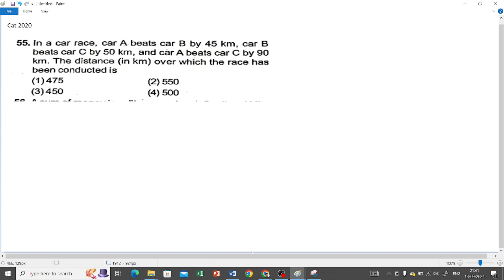In a car race, car A beats car B by 45 km. Car B beats car C by 50 km. Car A beats car C by 90 kilometers. The distance over which the race has been conducted is?